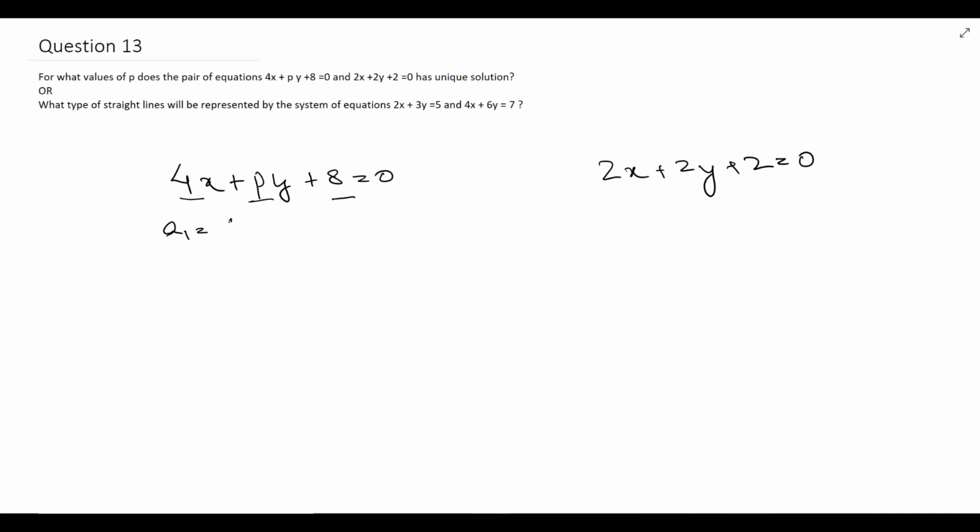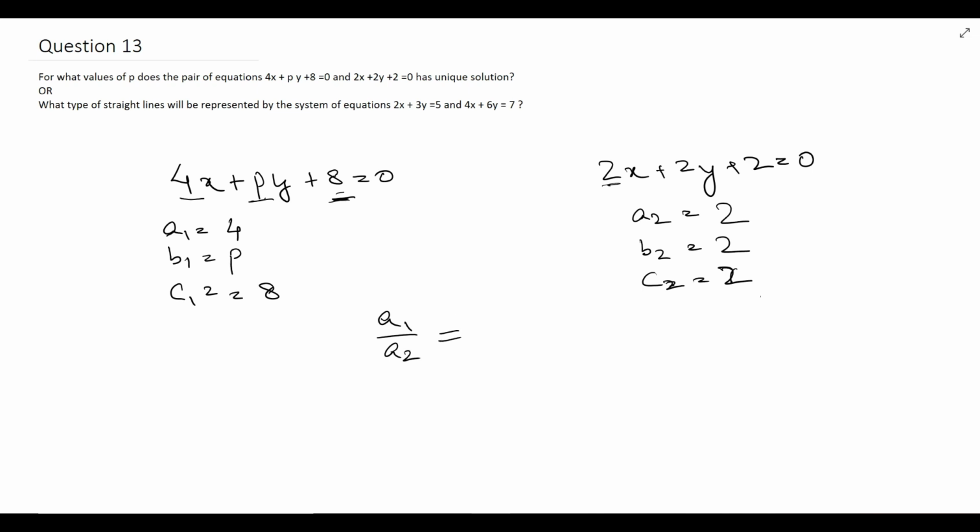Now let's see the coefficients. A1, the coefficient of x, is 4, B1, the coefficient of y, is p, and C1 is 8. A2 is the coefficient of x and B2 is the coefficient of y, and C2 is 2. All are 2. Now for a unique solution, we know that A1 by A2 is not equal to B1 by B2.